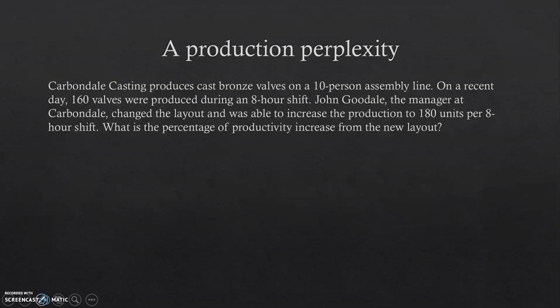So, here is another one. We're going to go and try this. Carbondale Casting produces cast bronze valves on a 10-person assembly line. On a recent day, 160 valves were produced during an 8-hour shift. So, we can start underlining our key info here. John Goodall, the manager at Carbondale, changed the layout and was able to increase the production to 180 units per 8-hour shift. What is the percentage of productivity increase from the new layout?